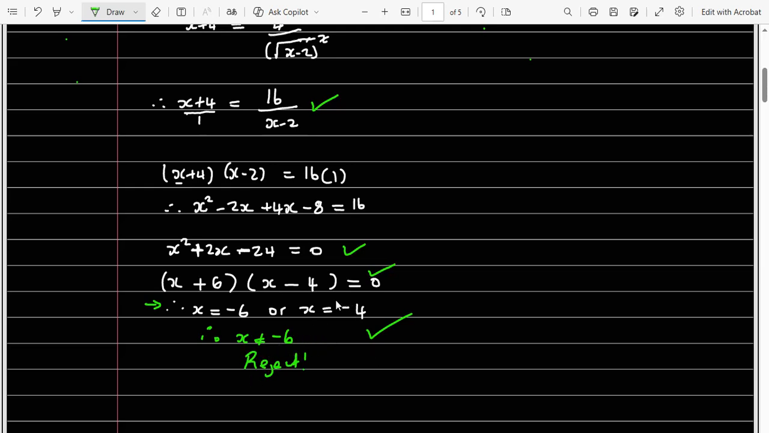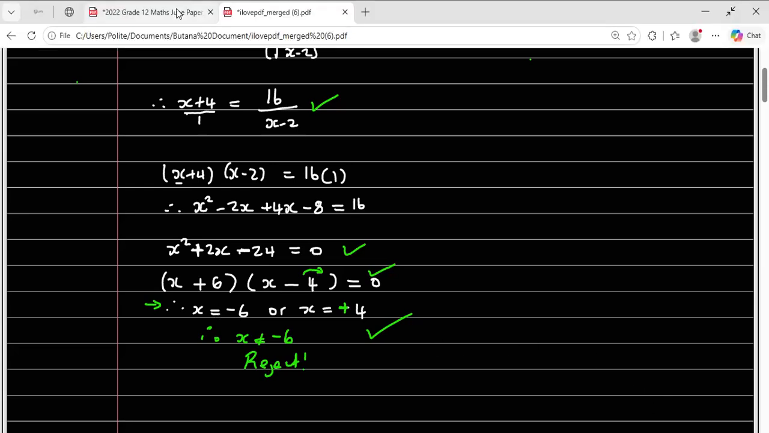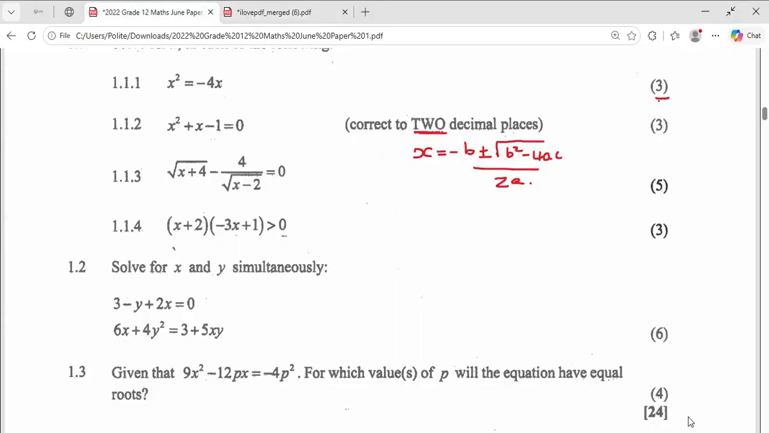If you did reject, okay, then I think we made a mistake. This is +4, né? Because the 4 goes to the other side, it becomes positive. I hope you guys are happy with that. And that's it for that one. Let's look at what we have on the next question.